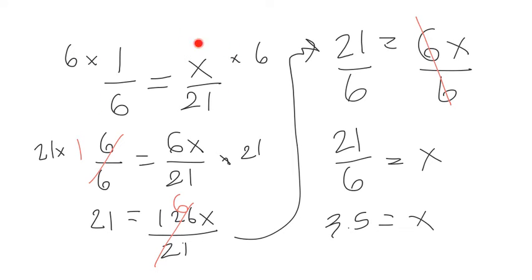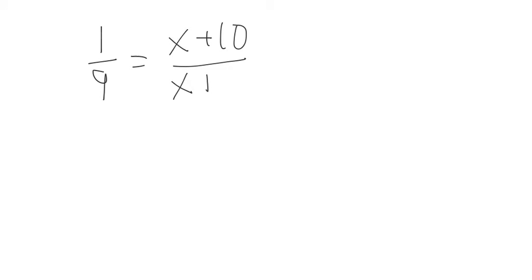If I take 3.5 and divide it by 21, I get the same decimal number as 1 divided by 6, and you can check that out for yourself. Let's do one more example, and this one will be a little bit more complicated, but the same kind of idea is going to hold. We're going to take 1 divided by 9 and solve that for x, where the right side is x plus 10 divided by x plus 5. Okay?